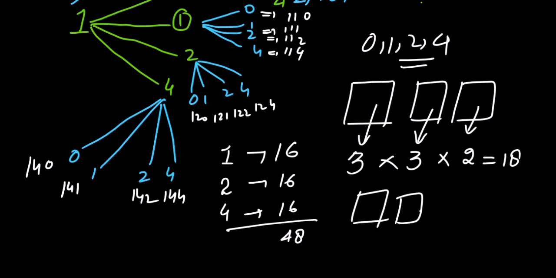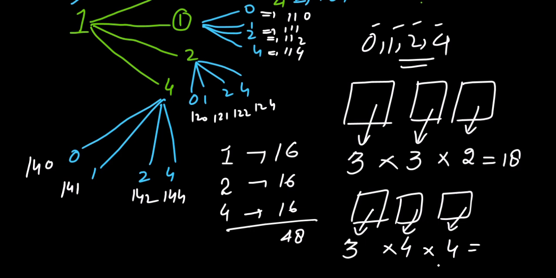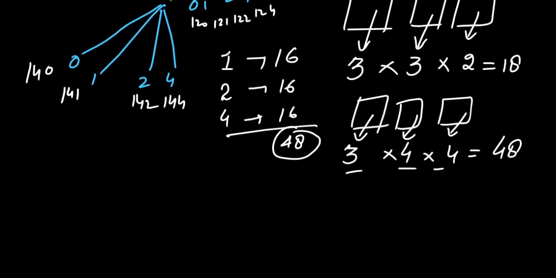Now, in the case when repetition is allowed, the first digit cannot be 0, so there are only 3 possible ways to write any number. But at the second place, you can write any of the 4 digits, 0, 1, 2, 4, in case of repetition. So there are 4 possible ways here. Similarly, here again you have 4 possible ways. If you multiply all of these possible ways, there are a total of 48 ways, and you can verify that we have found 48 total numbers. So in this basic lecture, I have discussed the concept of the tree diagram.